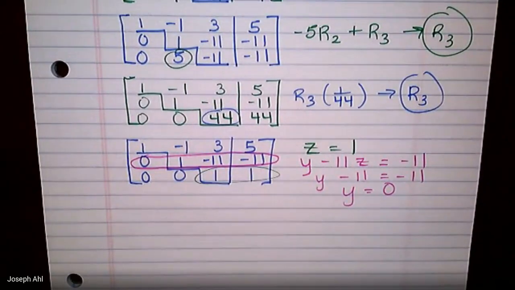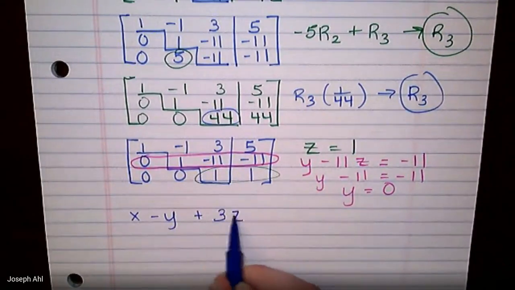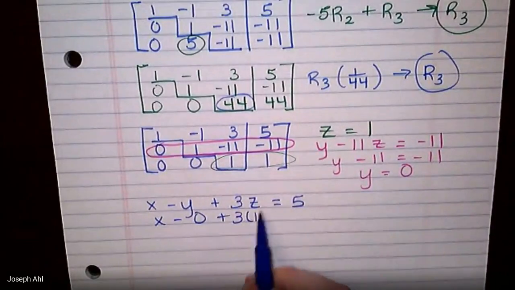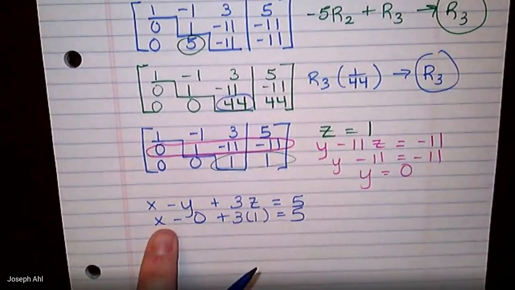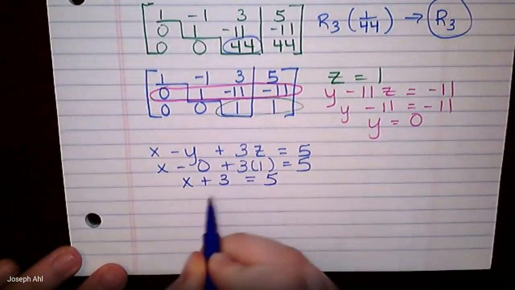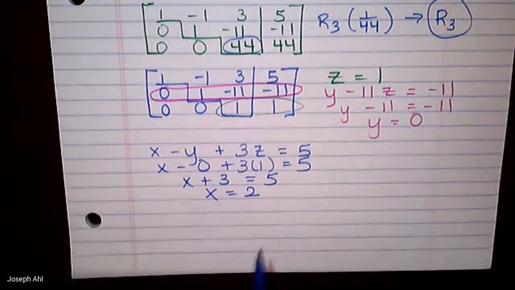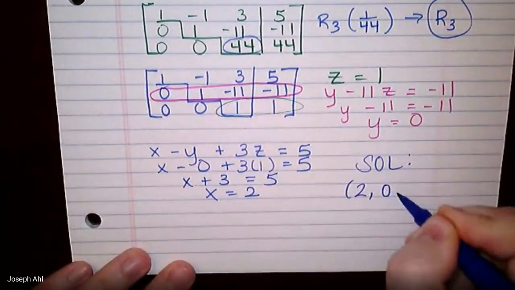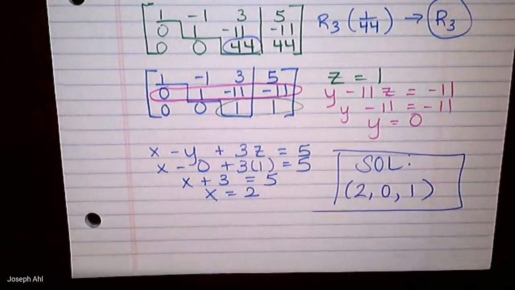All right, and then finally go back and find x. That top equation is x minus y plus 3z equals 5. Okay, y is 0, z is 1. So this is going to become a total of x plus 3 is equal to 5, and then you get x equals 2. So all in all, your solution is 2, 0, 1. Really nice here because we didn't have any fractions to contend with. Not that fractions should be our enemies in this process.